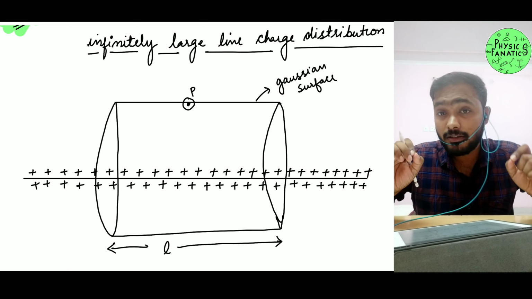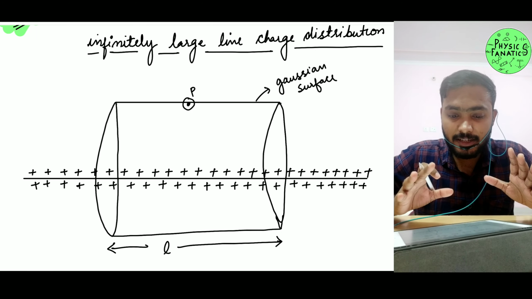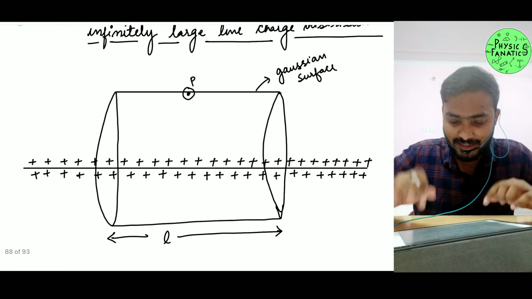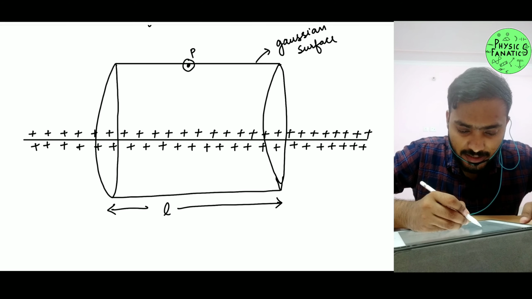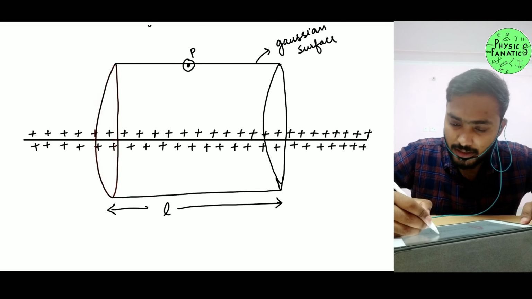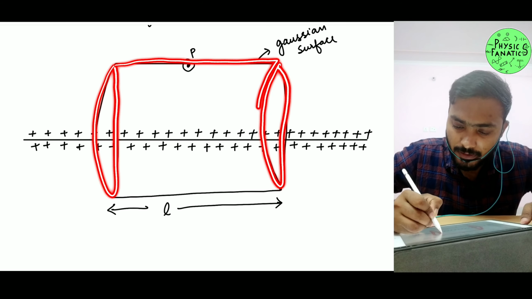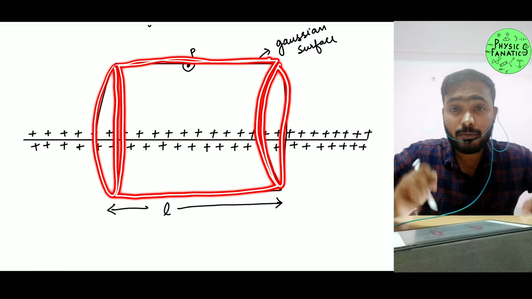Alright, the first part of the problem is done. I have made my Gaussian surface, and let me say this Gaussian surface is some S. This entire Gaussian surface S is made up of three parts. One is this circular part, this is my second circular part, and the third part is the curved path. Can you guys see my Gaussian surface is actually made up of three parts?